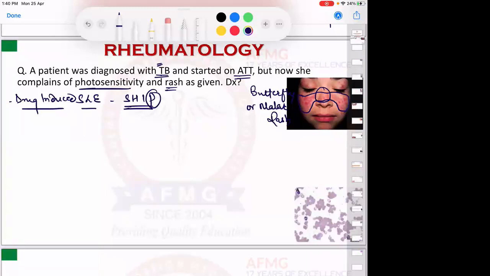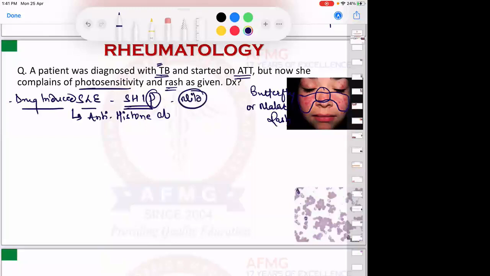Now, which are the antibodies seen in cases of drug-induced SLE? It is anti-histone antibodies. Now, please let me know, drug-induced SLE would be severe clinically or mild clinically? It would be clinically mild.